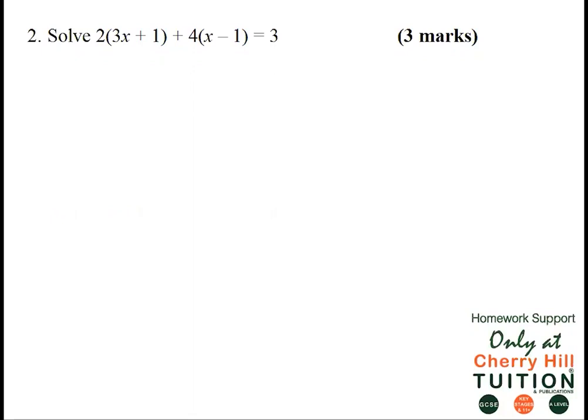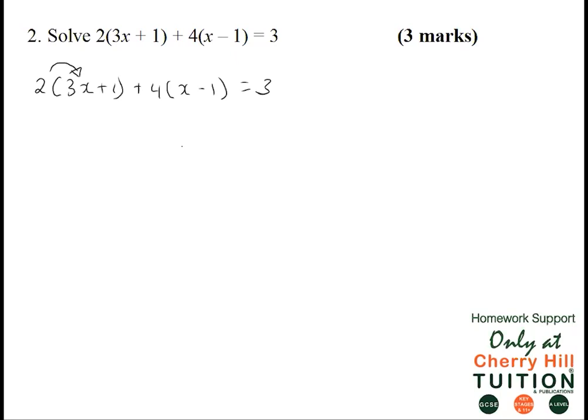Okay, so we have 2 brackets 3x plus 1 plus 4 brackets x minus 1 is equal to 3, and we need to solve for x. Okay, in order to do this, we need to expand the brackets and simplify to the point where we can have x on its own. So let's start by expanding the brackets.